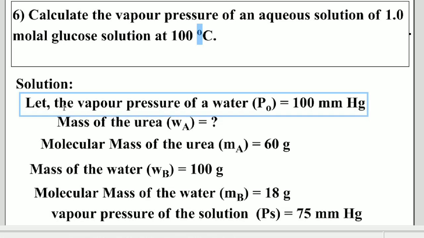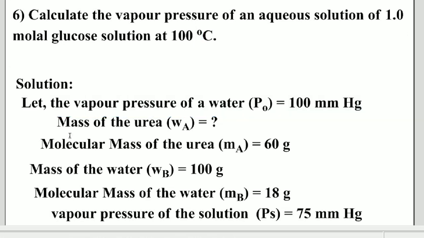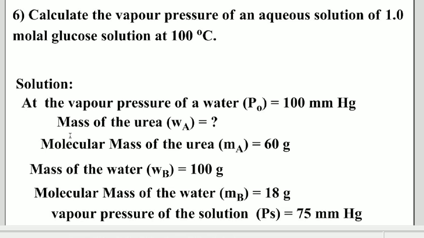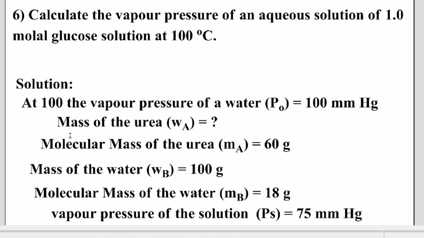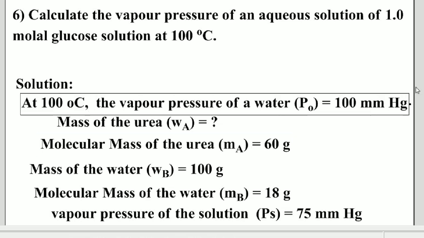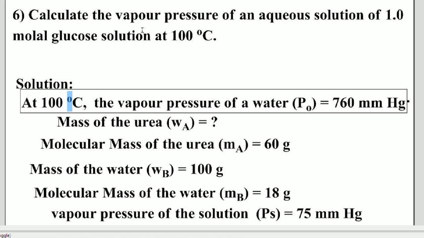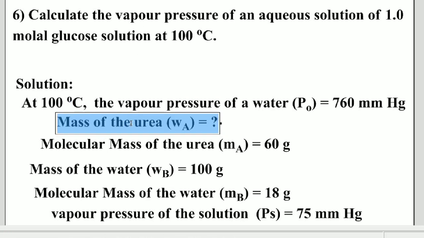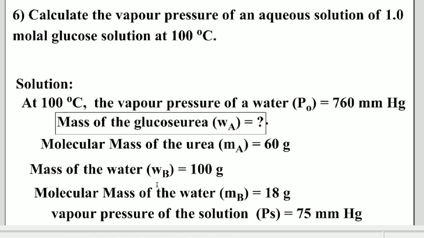So students, we know that at 100 degrees centigrade the vapor pressure of water is equal to 760 mm of Hg. The vapor pressure of water at 100 degrees centigrade is always 760 mm of Hg. And for the glucose, in this problem glucose is our solute, so the mass of the glucose is equal to Wa.